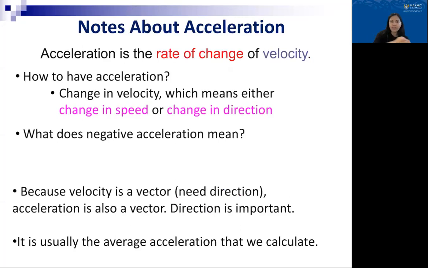If you slow down, even if you're going along a straight line, then you will have acceleration because you're changing the speed. And if you're moving at a constant speed, but you change direction, like you made a turn, then you also have acceleration. Okay? Velocity is a vector quantity, therefore direction is important, and therefore acceleration should also have some direction.